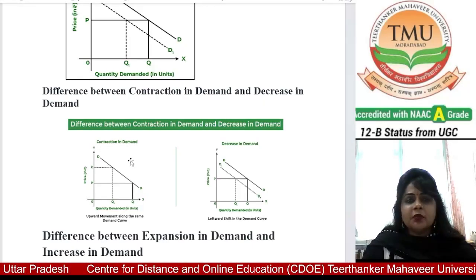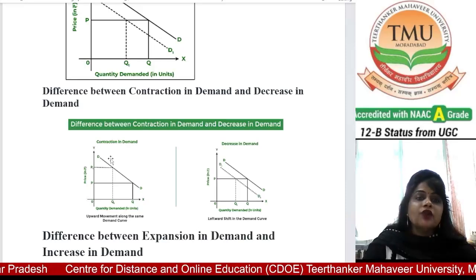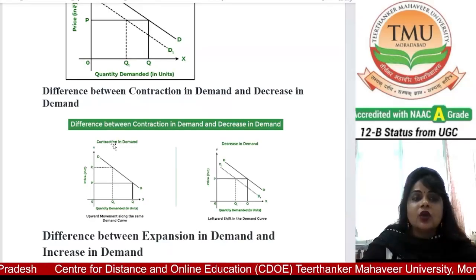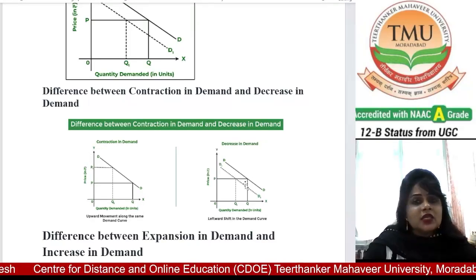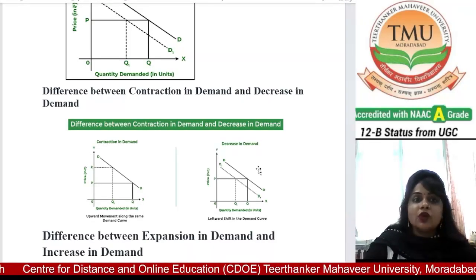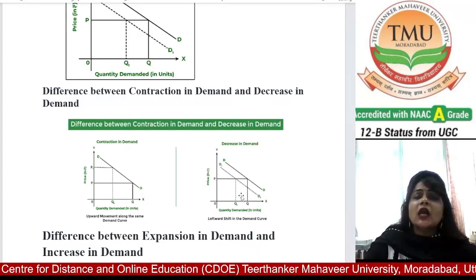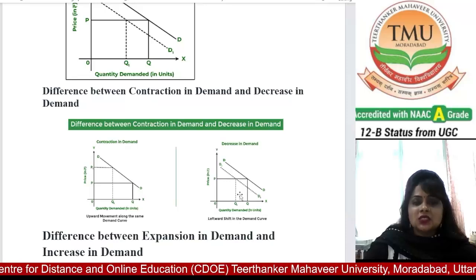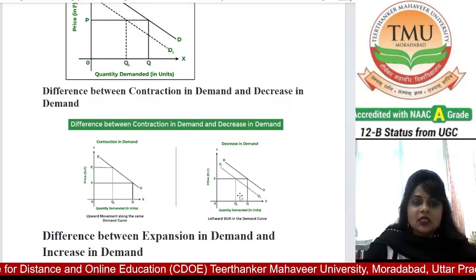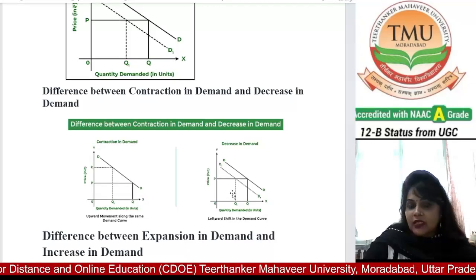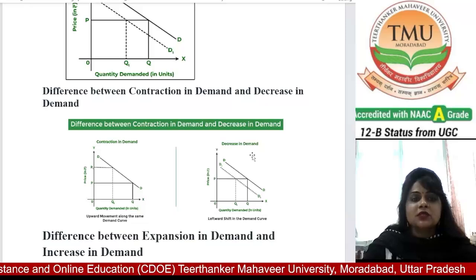Just like that, what is the reason for contraction in demand? The demand for a commodity contracts because of an increase in its price. While what is the reason for decrease in demand? The demand for a commodity decreases because of unfavorable changes in other factors, such as an increase in the price of complementary goods, a decrease in the price of substitutes, etc. It is due to decrease in demand.